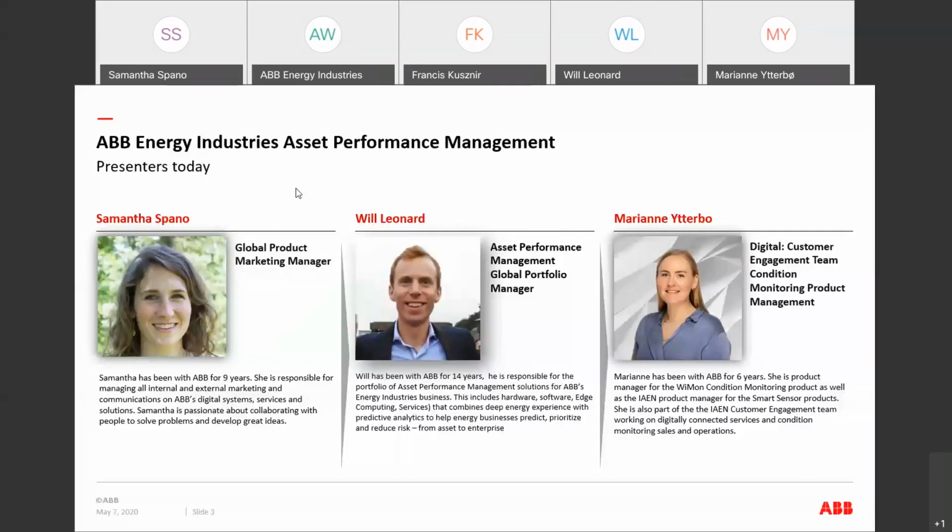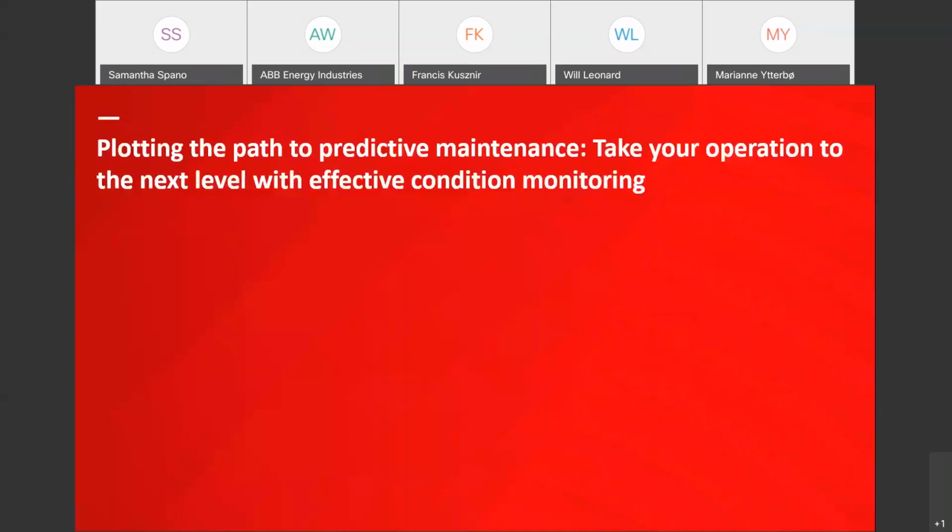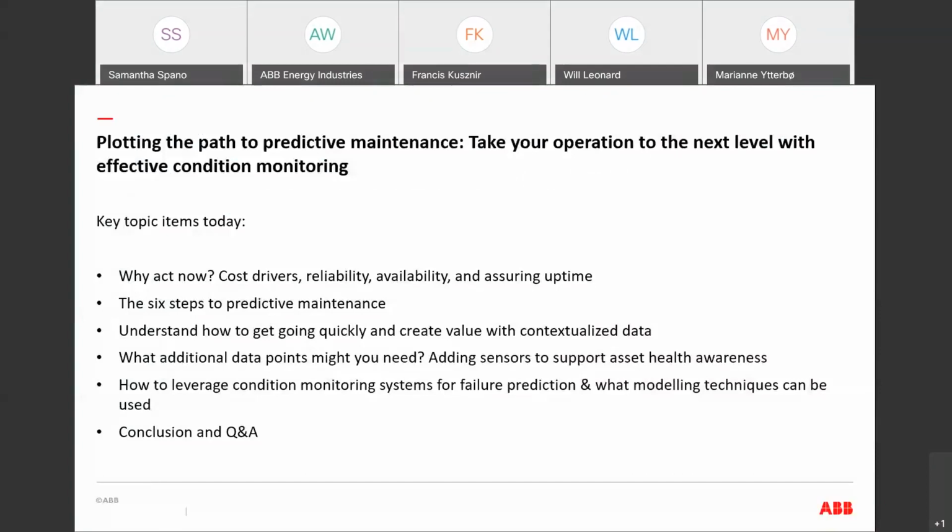Great, thank you very much, Sam. So, seeing the path to predictive maintenance, what's it all about? We're going to have a look at some of the main drivers for a predictive maintenance strategy, and the process for getting there. We're going to look at where you can actually start in that process, and the types of systems that you can leverage to support you in achieving your predictive maintenance goals. And then, as Sam said, we're going to be doing some polls throughout the presentation, so please keep watching the screen throughout.